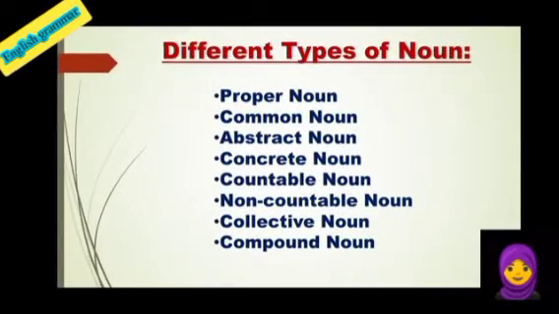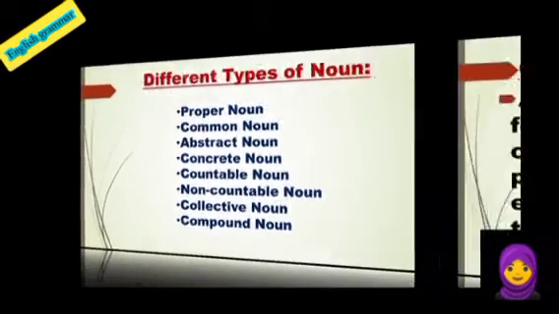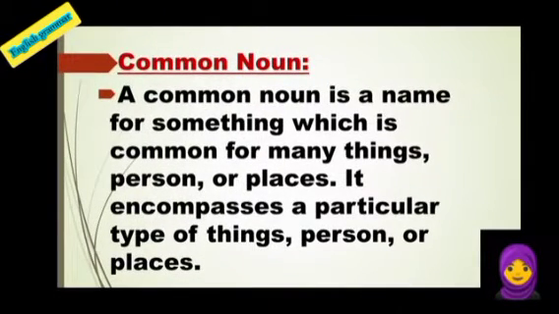What are different types of noun? Types of nouns are proper noun, common noun, abstract noun, concrete noun, countable noun, non-countable noun, collective noun, and compound noun. The first one is a common noun.